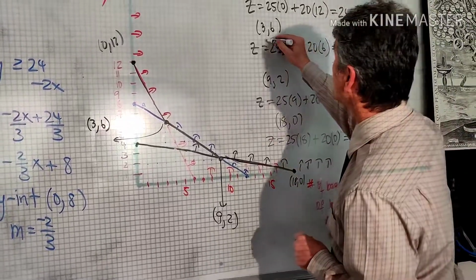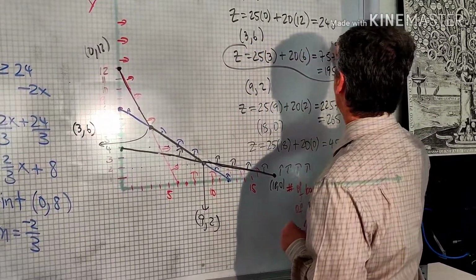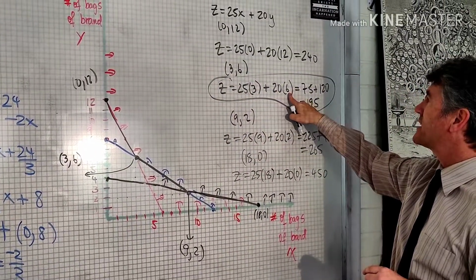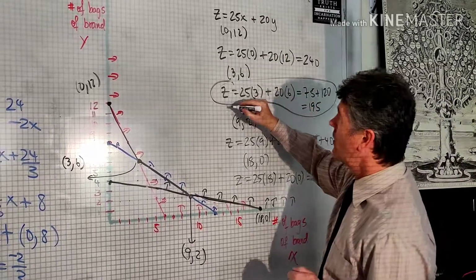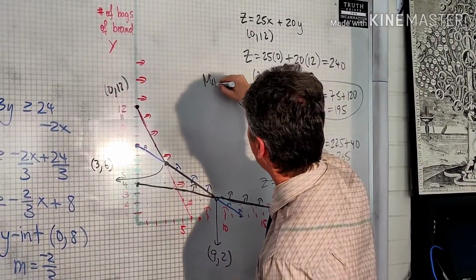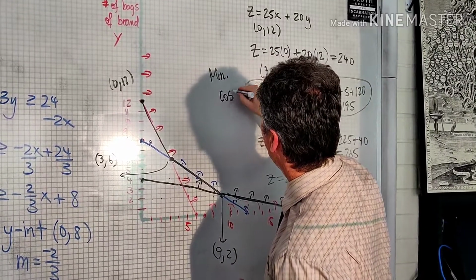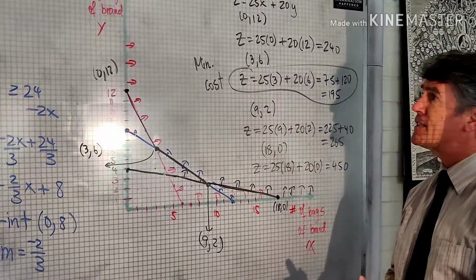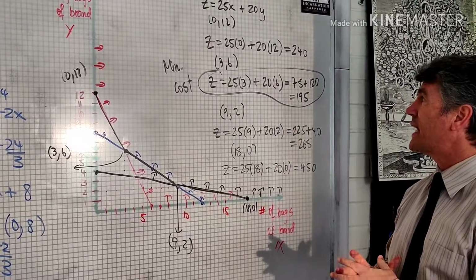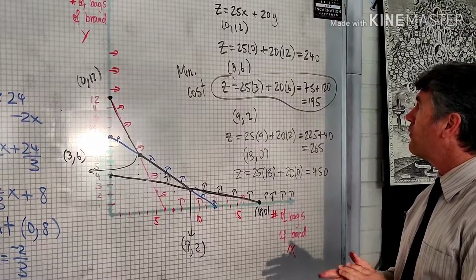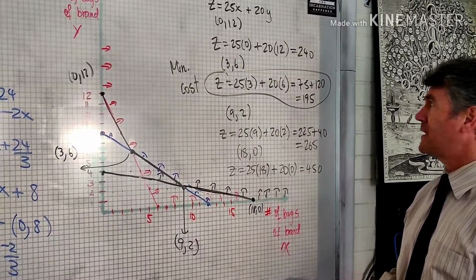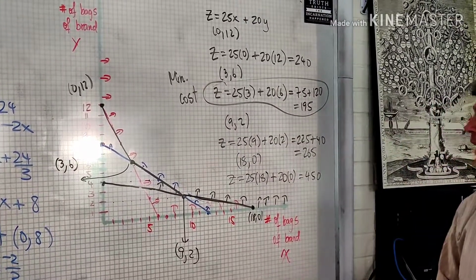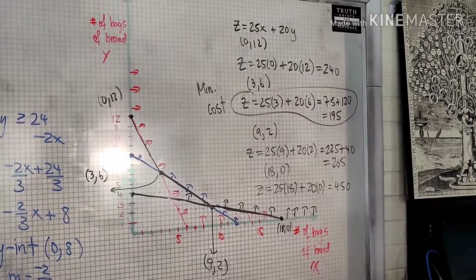So the minimum cost occurs when 3 bags of brand X are bought and 6 bags of brand Y. Here is the minimum cost. So finally, after about 15 minutes of work, we have figured out the answer. If the farming cooperative wants to minimize costs, they should buy 3 bags of brand X and 6 bags of brand Y. This is the end of the lesson.